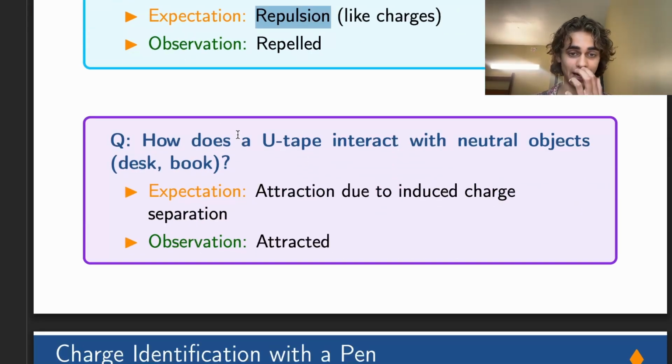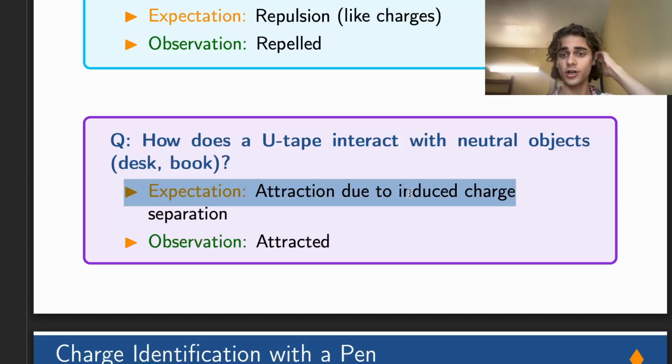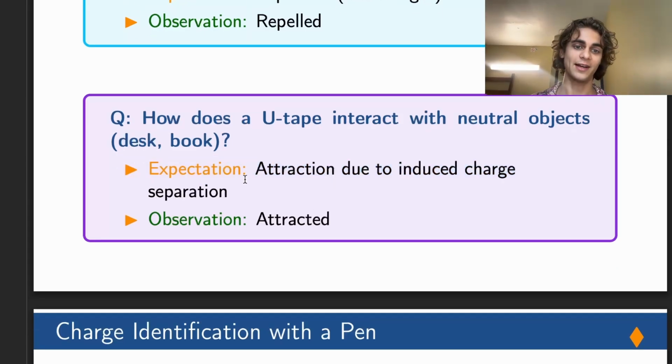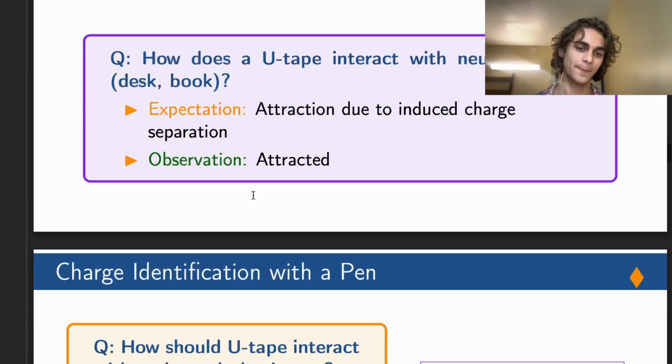Another question is, how might charged tape interact with a neutral object? We expect a much weaker attraction to a neutral object just because of induced charges. The neutral object might have no total charge, but electrons in it might be free to move around and polarize such that one surface of the object has a slightly different charge than the other, as induced by the tape, which would produce a very small attraction.